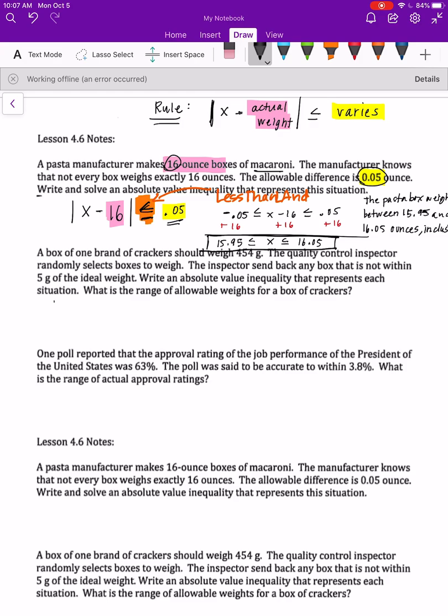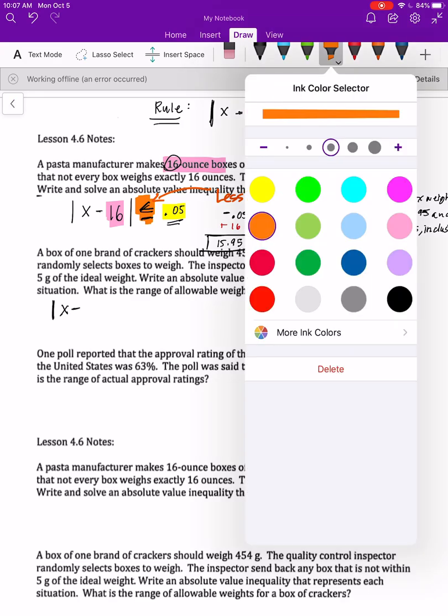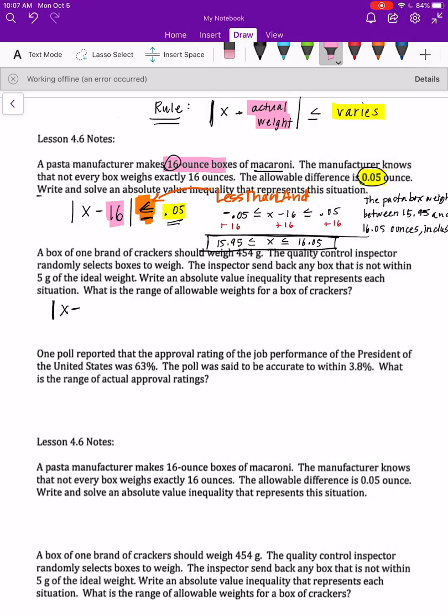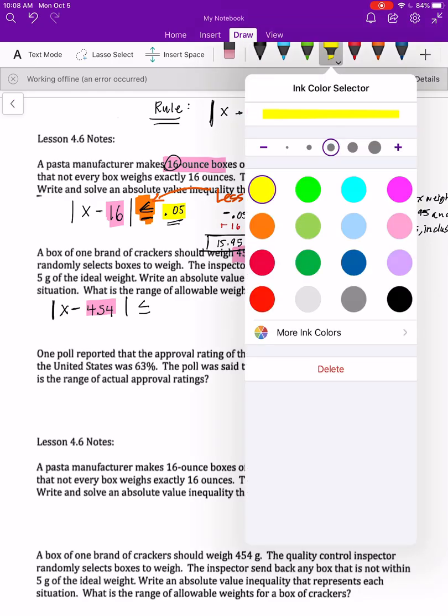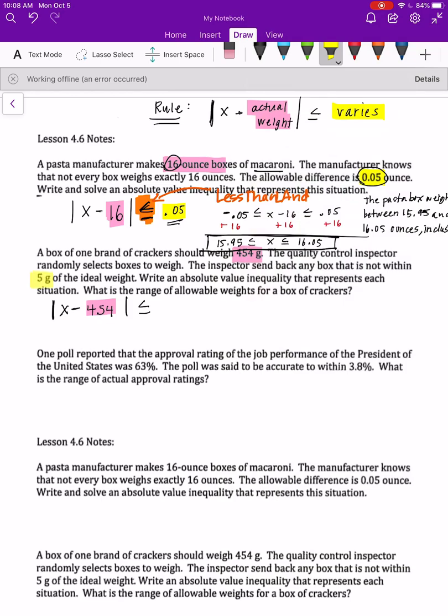Again, they all get set up the same way. Absolute value of x minus... now I need the actual weight. So let me change to pink. My actual weight is right here, 454 grams. I'm going to highlight that in pink, which is less than or equal to, and now I need the allowable difference. They said it has to be within 5 grams of the ideal. That's how much it varies by, so I put a 5 there.